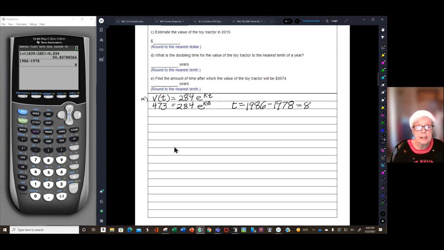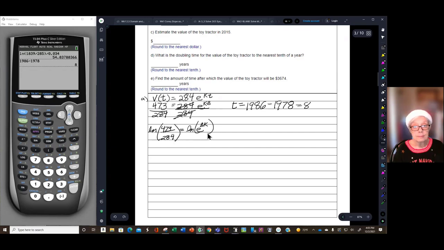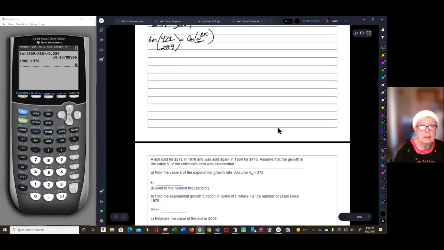I'll move the 8 in front of the k next step. But right now I'm going to divide both sides of the equation by 284, which cancels out on the right, the whole reason I did it. 473 over 284 equals e to the 8k. I take the ln of both sides. Then I do this: 473 over 284 equals 8k times the ln of e, which is 1.